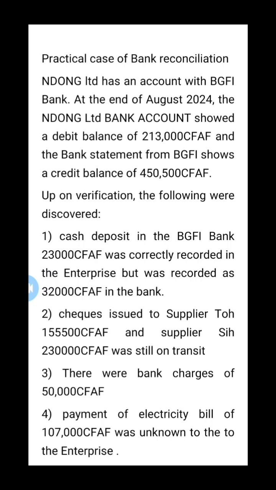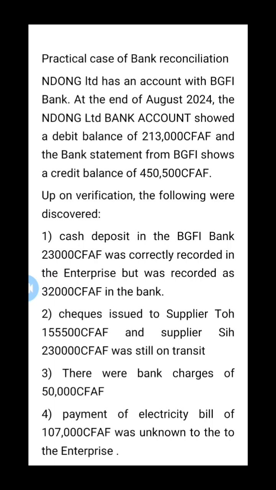Then the next one is the payment of an electricity bill of 107,000, which was unknown to the enterprise. The enterprise has made a contract with the bank to pay the electricity bill at the end of each month. So the bank paid but did not send the advice, so it was still unknown to the enterprise. It has been recorded in the bank statement.